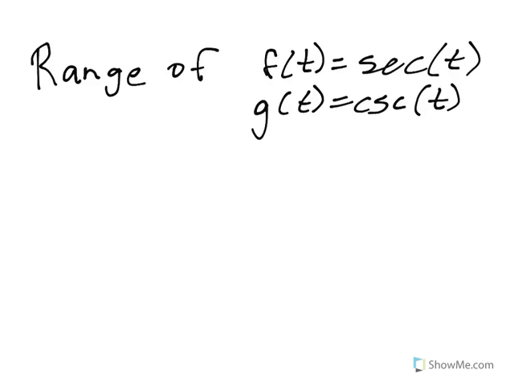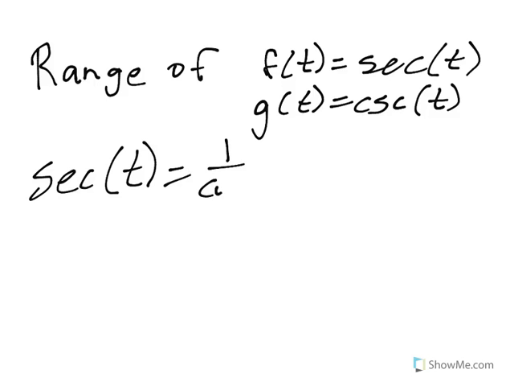This lesson is to show how to think about the range of the two functions secant t and cosecant t. So we've already talked about domain. That's what values can go into these two functions. And the range of a function is just what values can come out of it.